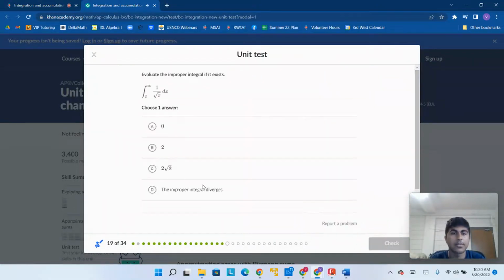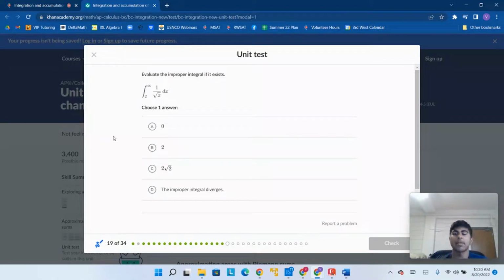Let's keep going. Evaluate the improper integral if it exists. Okay, so now we're dealing with some improper integrals, right? So we're trying to find the improper integral if it exists. Okay. So how do we find out if the improper integral exists or not? How do we figure out if an improper integral exists at all? All right. How do we know?